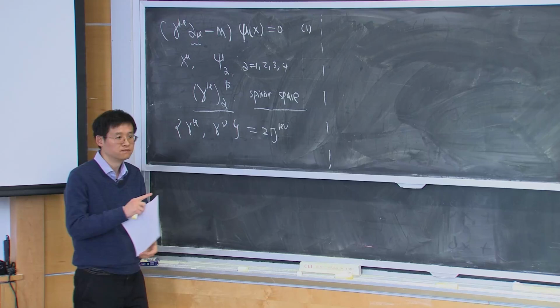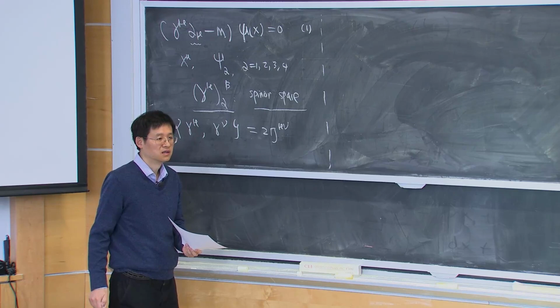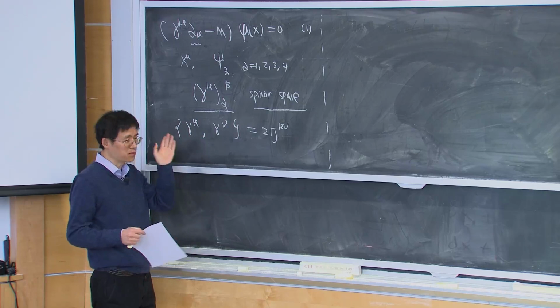Yes? When you say gamma^i squared is one, you mean the identity matrix? Yeah, it's the identity matrix. When I say gamma^0 squared is minus one, it's also minus times the identity matrix. Yeah, exactly.